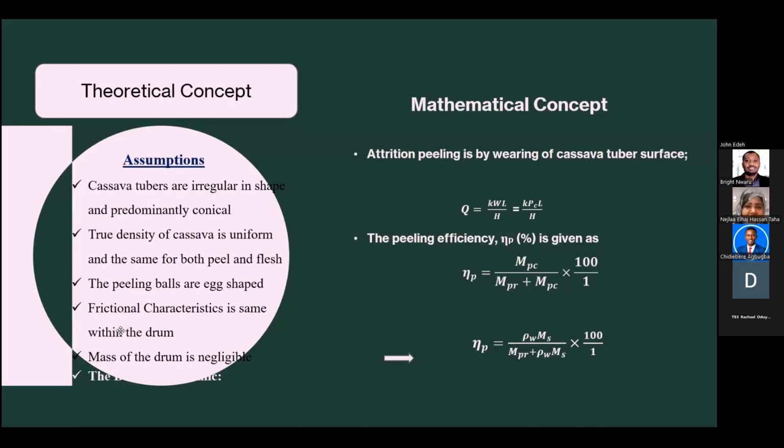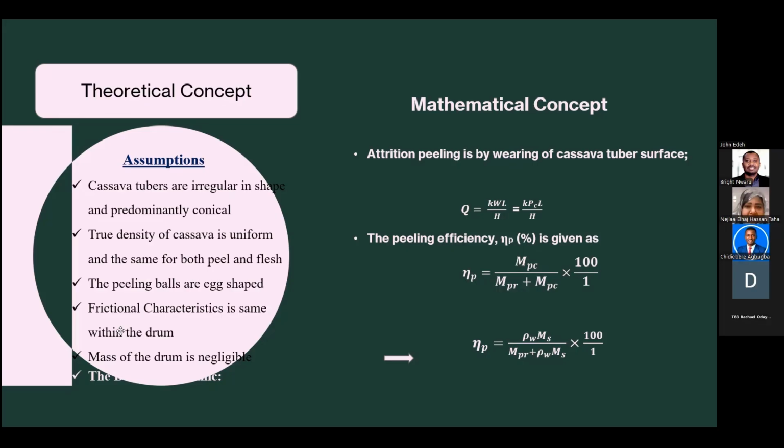We made certain assumptions to help simplify our challenges and solve our problem. And in the course of validation, we discovered that those assumptions were not far from reality, and we are home safe and dry. Some of these assumptions are that cassava tubers are irregular in shape and predominantly conical. We assume it's conical, with A, B, C as diameters. That is where we got the definition of geometric mean diameter, which helps our machine to tailor towards that and minimize flesh loss.